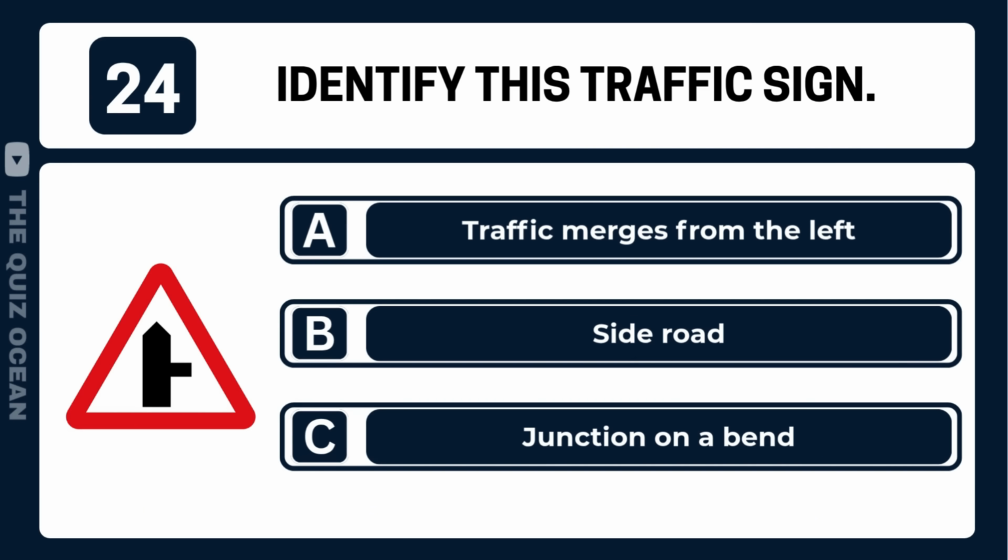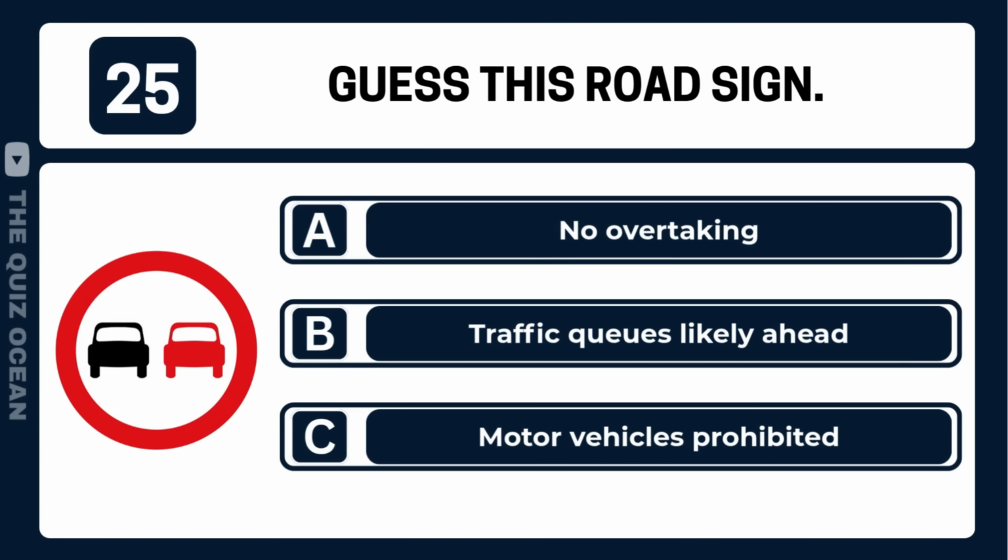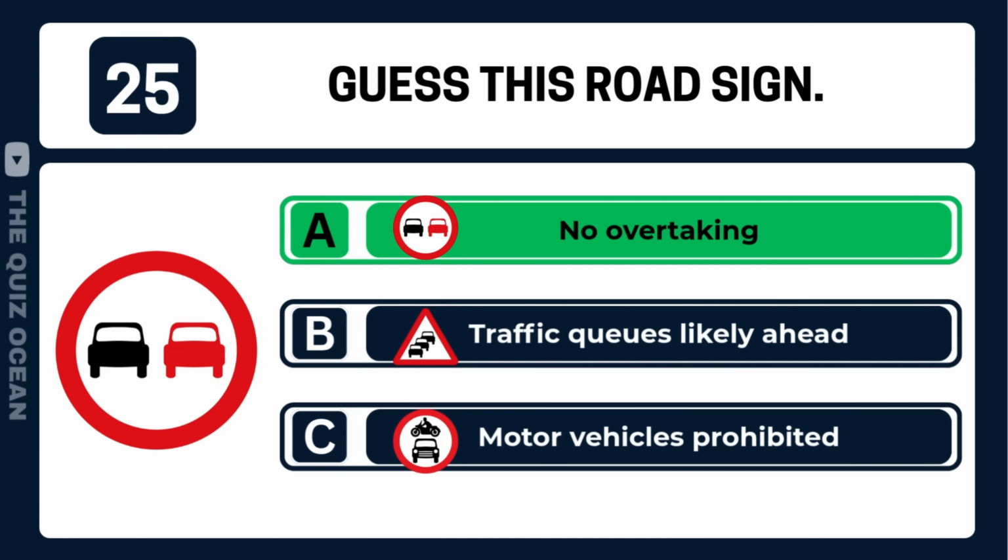Identify this traffic sign. Exactly. That is the side road sign. Guess this road sign. Great job. That is the no overtaking sign.